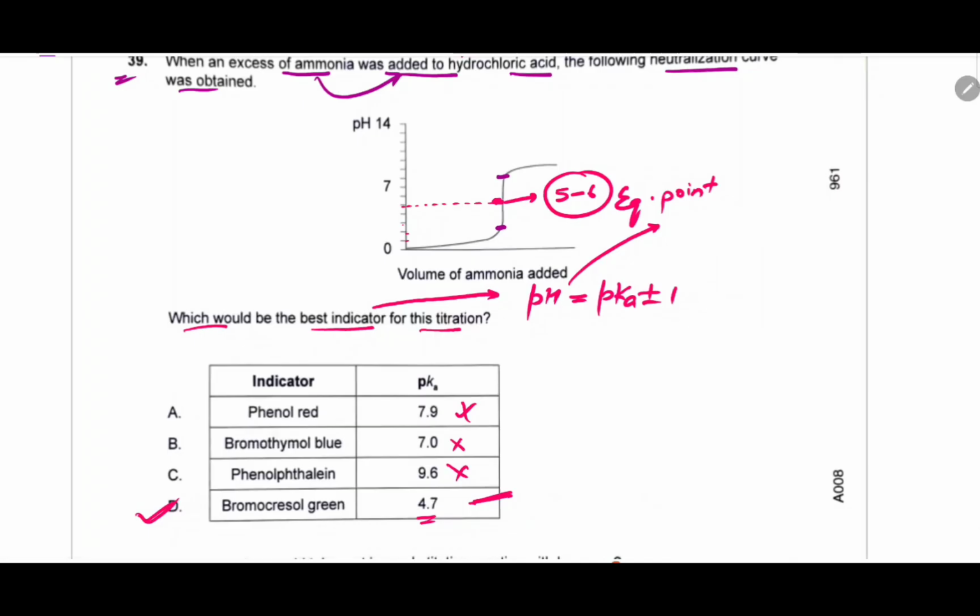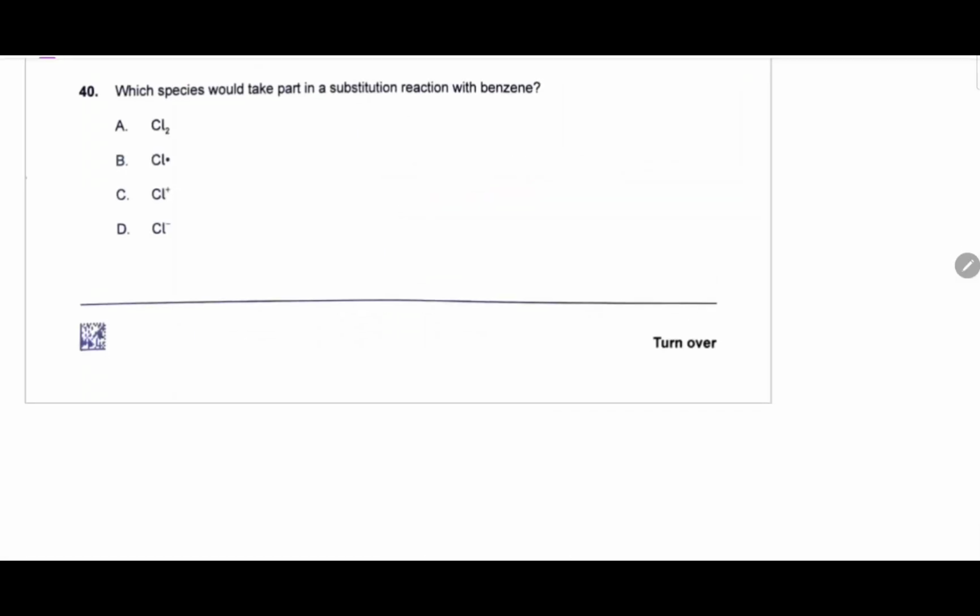Bromocresol green. Question 40: which species would take part in a substitution reaction with benzene? Whenever we talk about benzene and aromatic compounds, they undergo electrophilic substitution reactions. It should be an electrophile, and electrophiles are species having a positive charge. Chlorine cannot be a species which takes part. Cl free radical cannot. Cl minus cannot because it is a nucleophile. Hence the answer is Cl plus, which is an electrophile. Thus Cl plus ion would take part in a substitution reaction with benzene. This is question number 40.